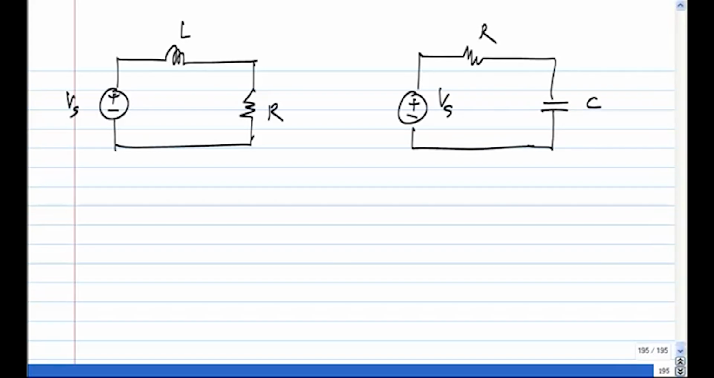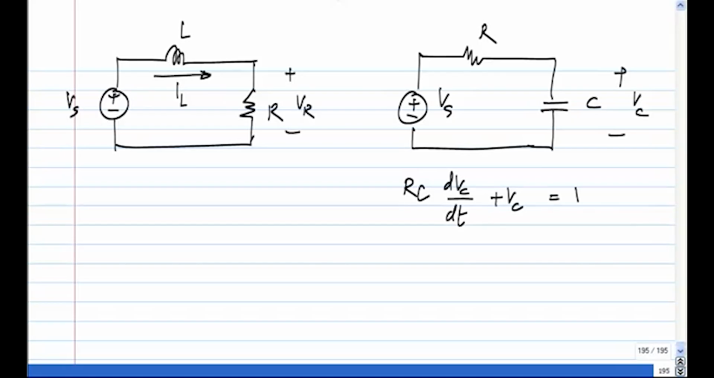We know the differential equation for this VC here, and here I will write it for IL. Just for the heck of it, I could write it for this voltage also, VR as well. So this one we know, I am going to write it right away. This is the voltage across the capacitor, this is the voltage across the resistor, and the total equals Vs. Okay. Now in this case, what do we have?